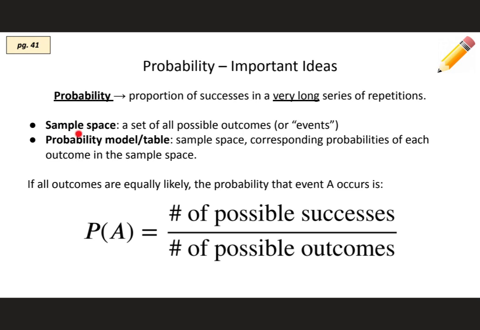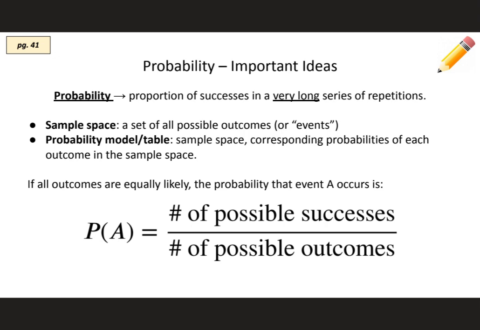Some other definitions: a sample space is a set of all possible outcomes, or sometimes we call them events. And a probability model or table is basically a table with a sample space and the corresponding probabilities of each outcome in the sample space. And we'll look a little bit more at that later.